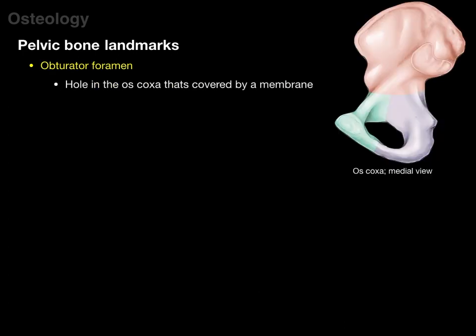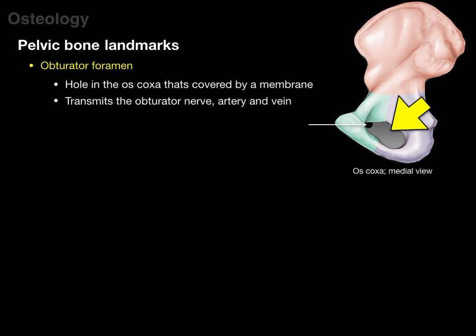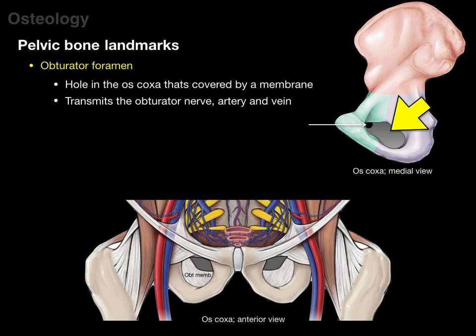Next is the obturator foramen. It's a hole in the os coxa that's covered by a membrane. There's the hole, and there's a drawn obturator membrane. Now that opening at the top transmits the obturator nerve, artery, and vein. So in this anterior view of the pelvis, I've just drawn in the obturator nerve, artery, and vein coursing from the pelvis into the medial compartment of the thigh.